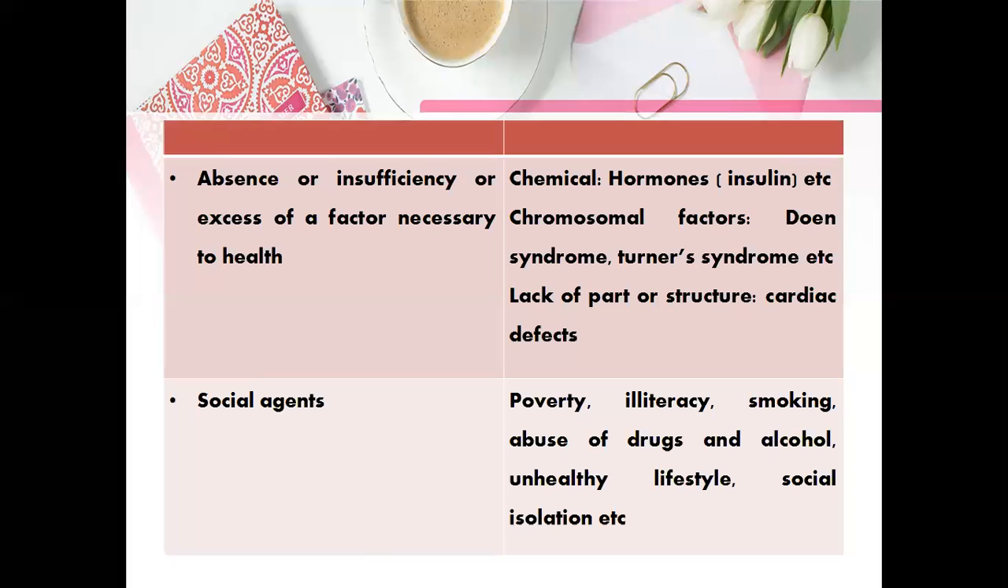Then the next we see is the social agents. What are the social agents which can cause disease? This is mainly related to the social environment, like poverty. Because of poverty, people would not be able to have a good lifestyle, they're not able to eat healthy, they don't have a proper healthy environment to live in, and it will affect all aspects of their health. Then illiteracy, smoking, abuse of drugs, alcohol, unhealthy lifestyle, social isolation. All these also encompass the social agents.